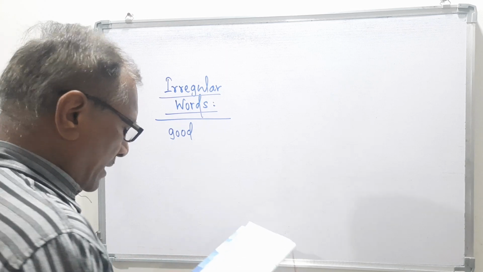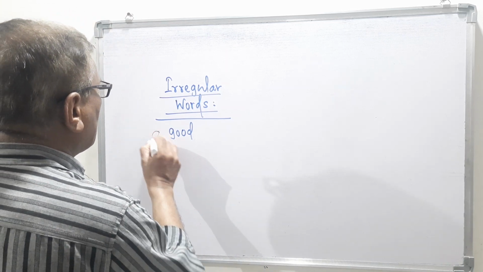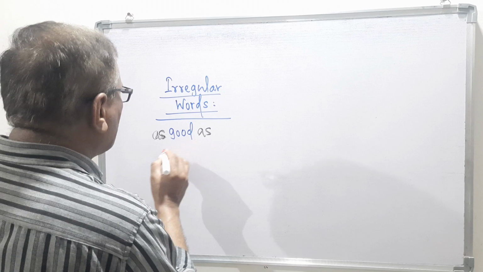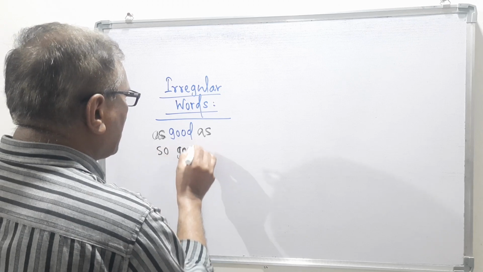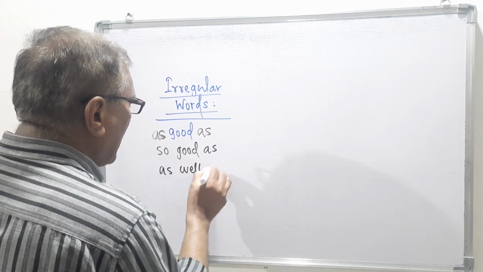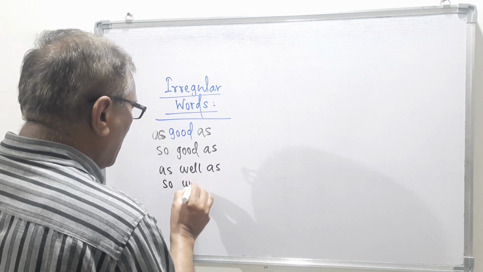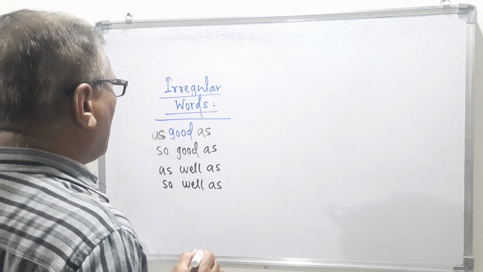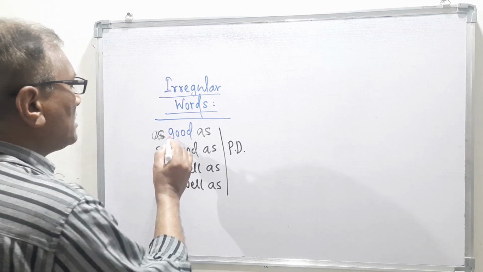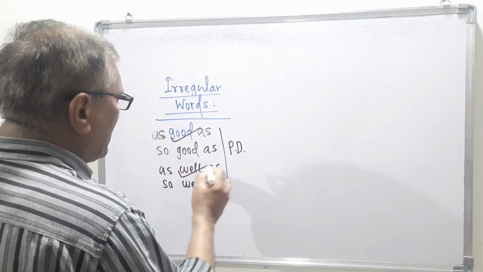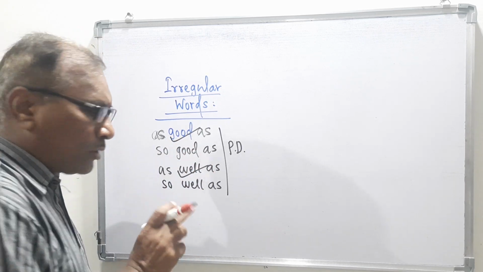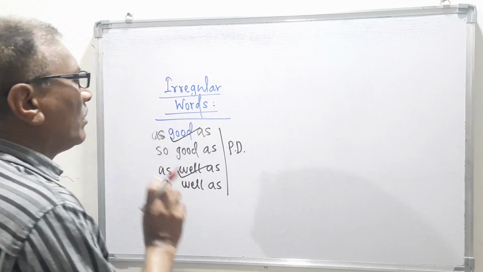See, good is there, so we can say "as good as", or we can say "as well as". In this way we can make the PD forms. Remember, this good is irregular, this well is irregular, because we cannot say gooder, goodest, weller, wellest. We cannot say like this. So these are the irregular words.